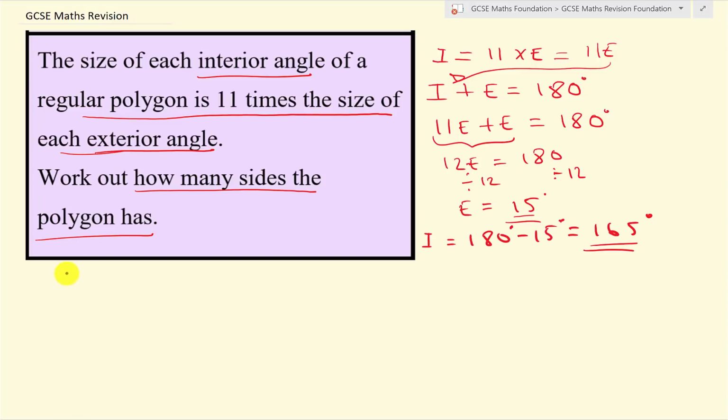Now let's write down the formula for working out the interior angle. We know that the total of the angles divided by the number of angles will give us each interior angle. So we need to write down the formula: the number of sides, take away 2, times that by 180, and divide that by the total number of sides. That is the formula for finding the interior angle.